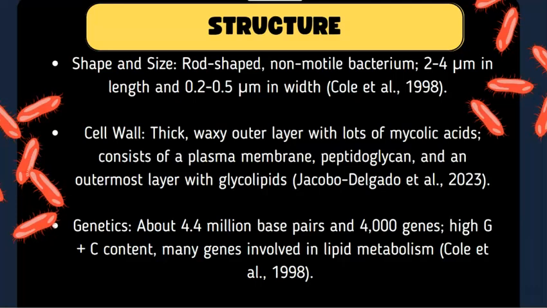A large portion of the genome is dedicated to lipid metabolism, like breaking down and building fats, which makes sense because of how lipid heavy the cell wall is. And then finally, it includes many glycine-rich proteins, which may help the bacteria change its surface proteins to help it evade the immune system. And together, all of these features make tuberculosis such a persistent pathogen.